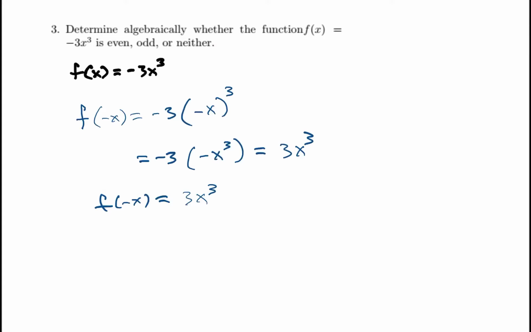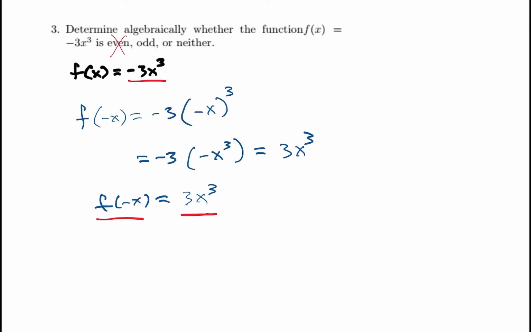Okay. So if f of negative x were equal to f of x, then we would have an even function. Since 3x cubed and negative 3x cubed are not equal, they're not the same thing, right? So it is not an even function. We can establish that it's not even.